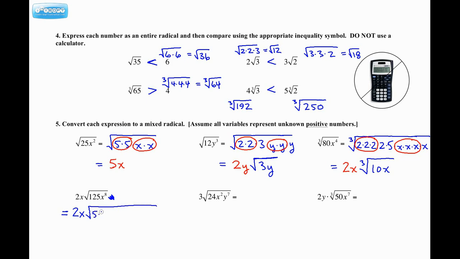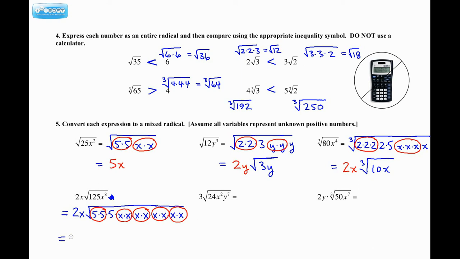So 125, that's just 5 times 5 times 5. Okay, no problem. X to the 8, well, that just means x times x times x times x times x times x times x. Make sure everything is underneath. There we go. Okay, this is a square root, so I want groups of 2. It's actually not bad at all. In fact, the only thing that remains is 1 factor of 5. So this reduces quite nicely.